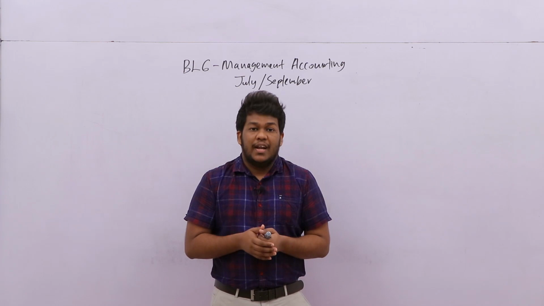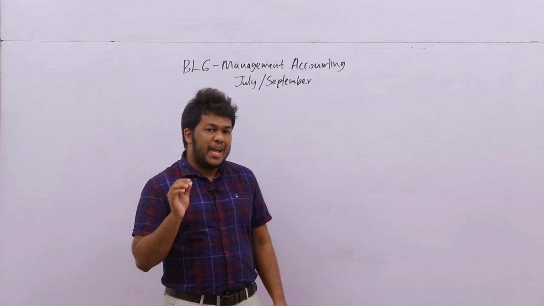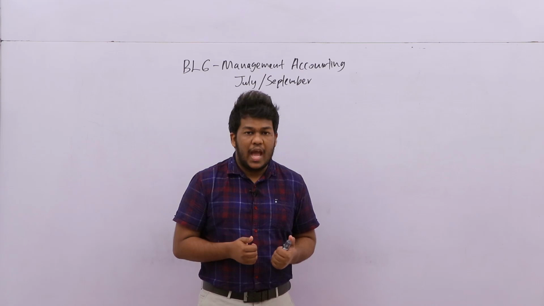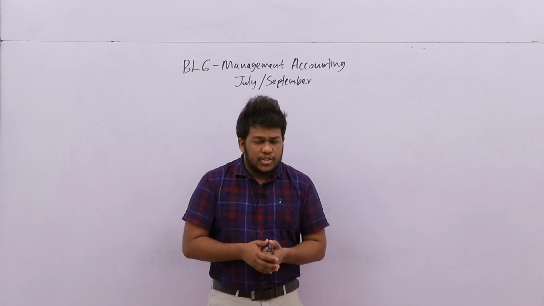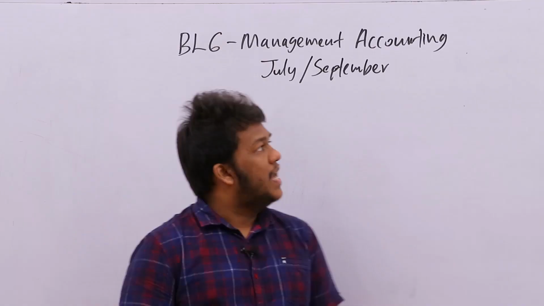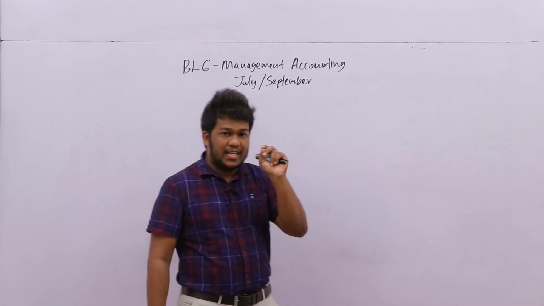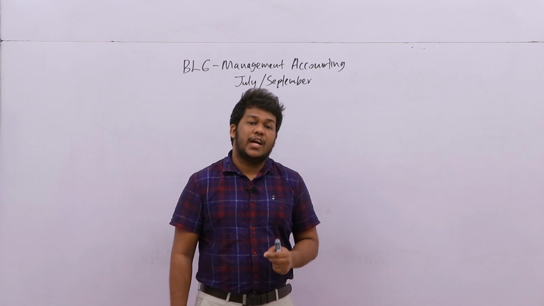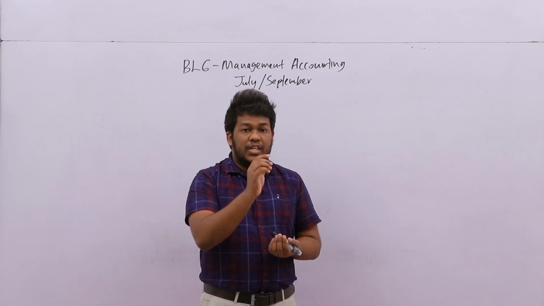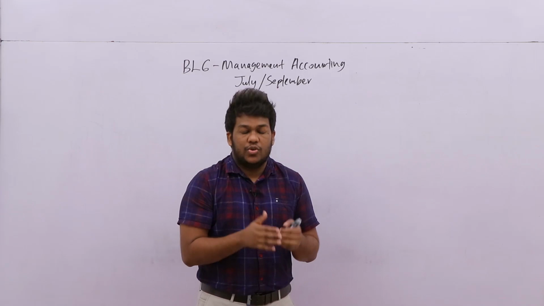What I'm going to do here is give a basic understanding of the subject, how your paper will be, and how we are going to tackle this in these few months. As you know, BL6 is management accounting, which is the sixth subject in your CA curriculum. After you are done with business level 1, you will be eligible to do the same pillar subject. If you are done with BL2, you can do BL6. Pillar wise, you can do subjects.